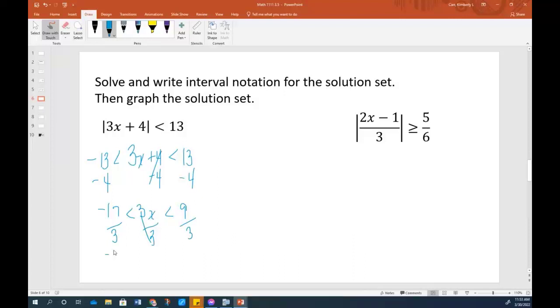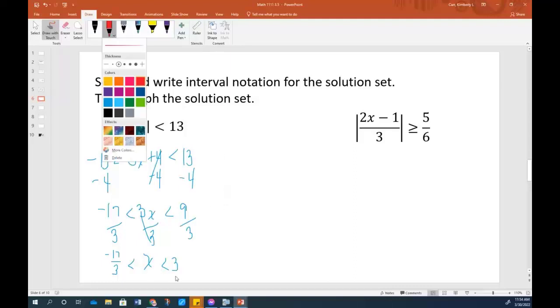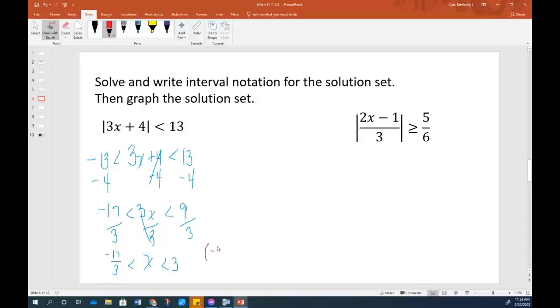So now I have -17 over 3 is less than x, which is less than 9 divided by 3, which is 3. Interval notation. This is strict inequalities, so it uses parentheses. It goes from -17 over 3 up to 3. So that is my solution set written in interval notation.